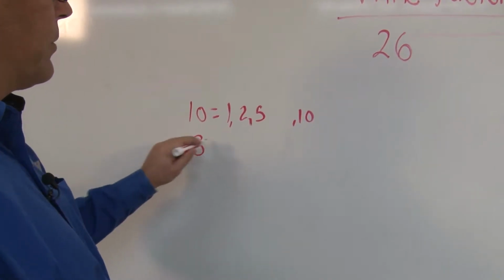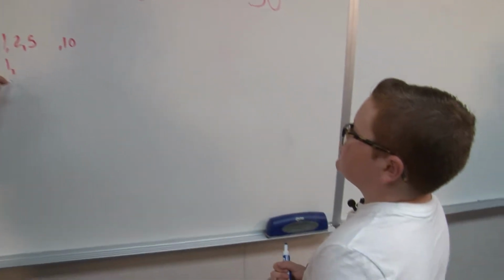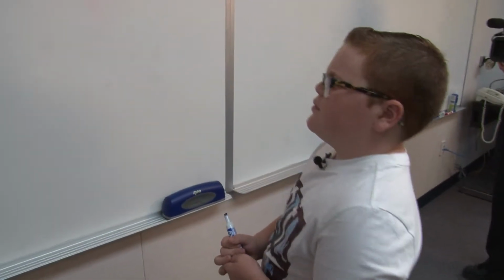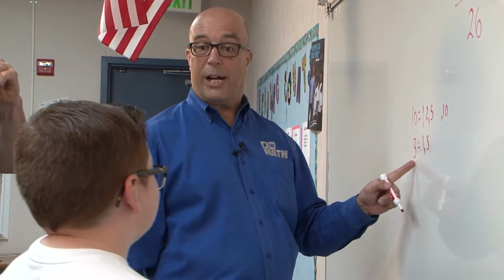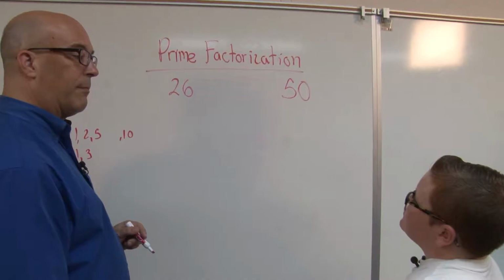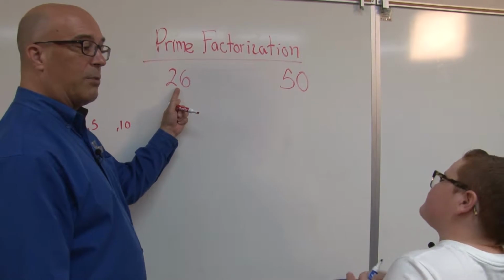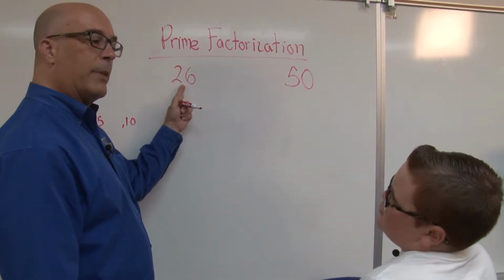What about 3? What goes into 3? Just 1 and 3, isn't it? So that makes it prime. Okay. So, do you think 26 is prime or composite? Do you think anything besides 1 and 26 goes into 26? Yeah. What do you think goes in there?